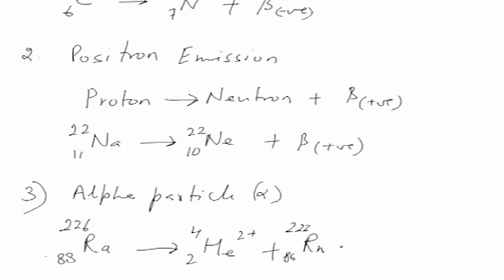This is like a series, which will be carried on until a stable nucleus is formed at the end. It is formed when lead, 206Pb, is formed. So alpha particle emission is another one. There could be other ones also, like electron capture and others. We'll go on discussing them as we go along.